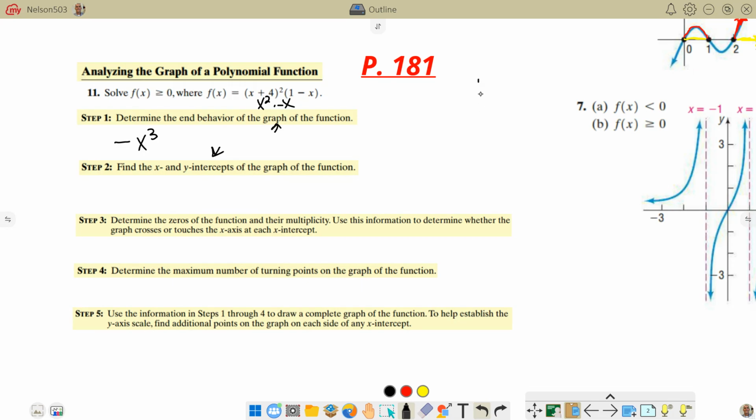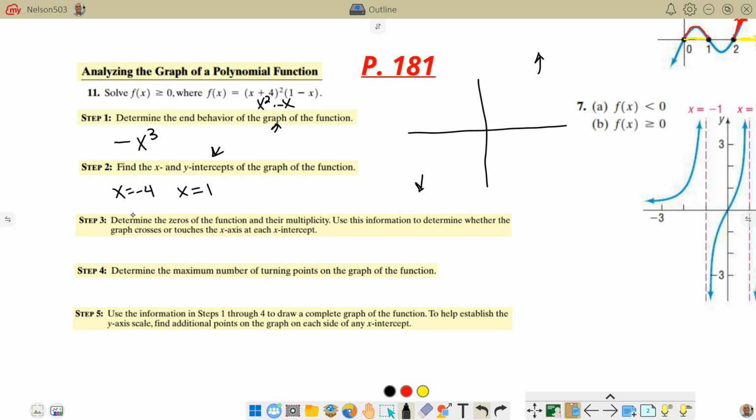Okay, so let me put a little sketch of this. Here's the way I would do it. I'd put a little arrow over here, and I'd put a little arrow going down. That's my end behavior. Find the x and y-intercepts. Well, my x-intercepts are -4 and +1, because if I stick a +1 here, I get a 0. If I stick a -4 over here, I get a 0, right?